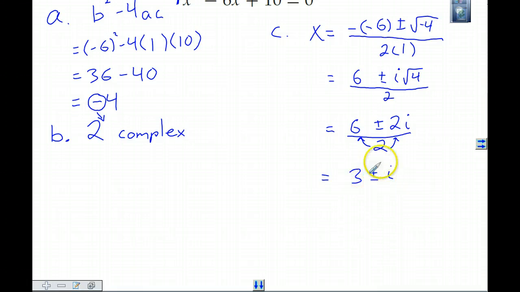How many solutions are right here? 2. Yeah, 3 plus i and 3 minus i. So it does match our part B. So every time we have a negative discriminant, we have a negative square root, which means we have an i, which means we have complex. So all this is all connected.